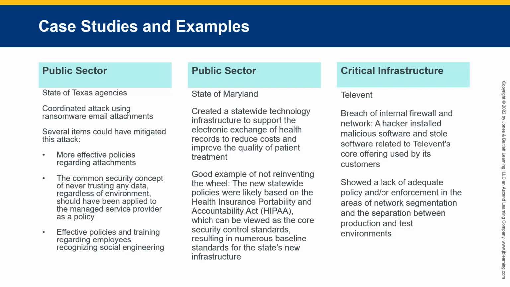Then you have the critical infrastructure example, Televent, a breach of internal firewall and network. A hacker installed malicious software and stole software related to Televent's core offering used by its customers. It showed a lack of adequate policy and/or enforcement in the areas of network segmentation and the separation between the production and test environments.